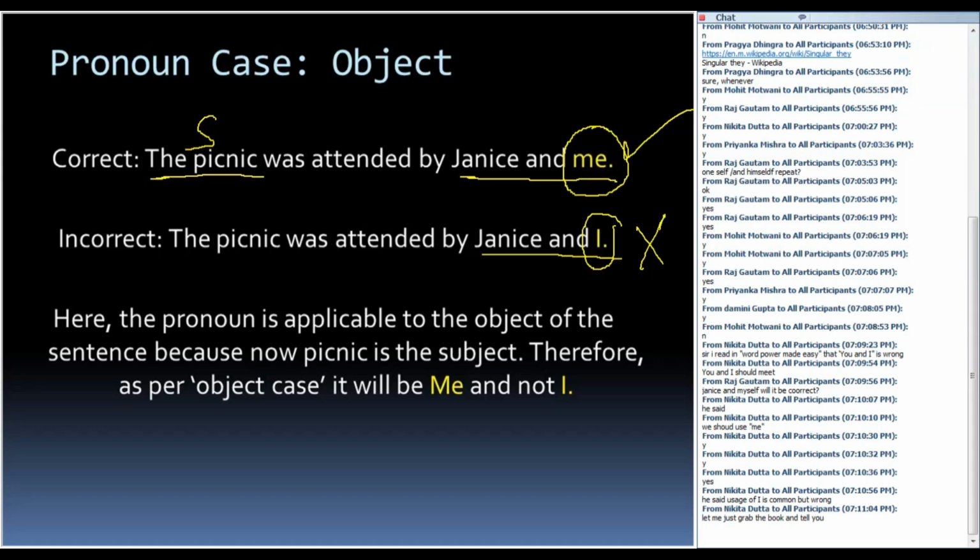So I cannot use I over here in this particular sentence because the pronoun is in the object of the sentence. That is why I'll have to use Janice and me.